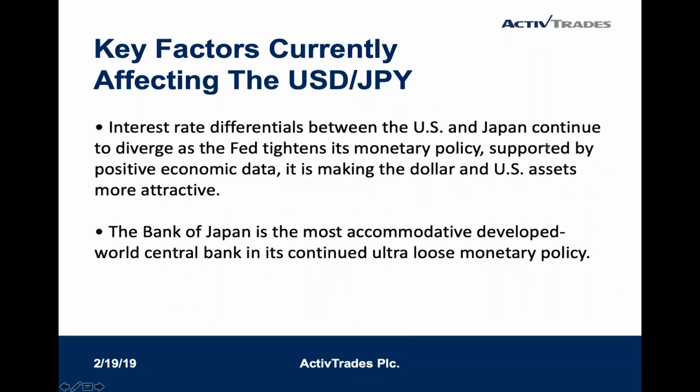Next, the key factors currently affecting the dollar yen is definitely the differentials between the rates of the Fed and the BOJ, the US Fed and Japan's bank, and they continue to diverge. Over the last couple of years, the monetary policy for the Fed has been to take it from just above 0 to 2.5, and the Bank of Japan has been the most accommodative developed world central bank, as I put here, because of its use of ultra loose monetary policy.